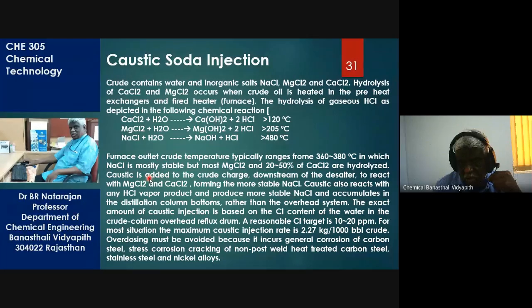By adding caustic soda, I am neutralizing the HCl. So you know the reaction of HCl and caustic soda will form sodium chloride, the more stable NaCl, and water. So desalting will remove the sodium chloride. Caustic soda also reacts with any HCl vapor and produces more stable NaCl, which accumulates in the distillation column bottom rather than the overhead stream. So caustic injection is one way of taking care of the corrosion problem.